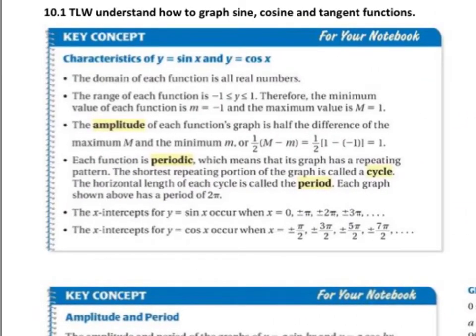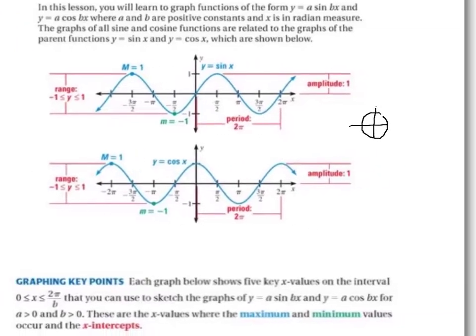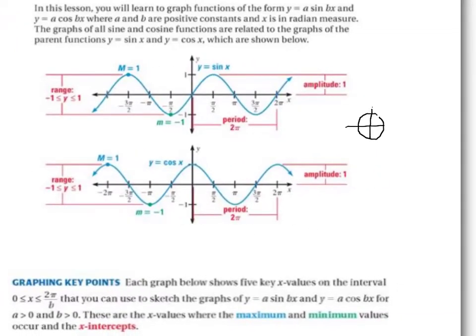The x-intercepts for sine are at 0, pi, 2 pi, 3 pi, and so on. And for cosine, it's plus or minus pi over 2, plus or minus 3 pi over 2, plus or minus 5 pi over 2. So again, think back to the unit circle. Didn't the sine value equal 0 here and here? And then the cosine value always equals 0 here and here. Okay?